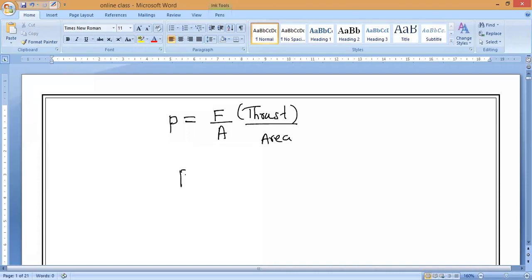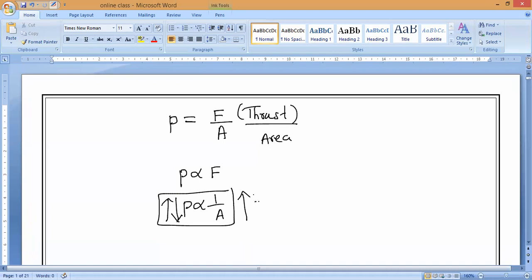From this we can say pressure is directly proportional to thrust, and in the same way pressure is inversely proportional to what, guys? Area. So if area increases, pressure decreases. If pressure increases, area decreases. In the same way, if pressure increases, force also increases. If pressure decreases, force also decreases. This is what we have studied. So pressure and force are directly proportional to each other, and pressure and area are inversely proportional. Is it yes, guys? Respond.